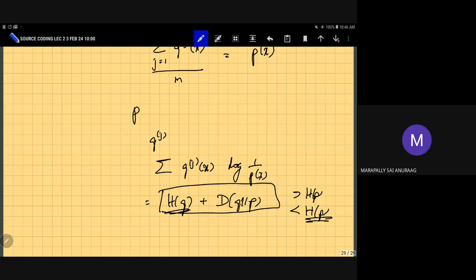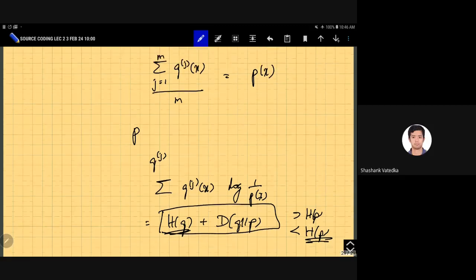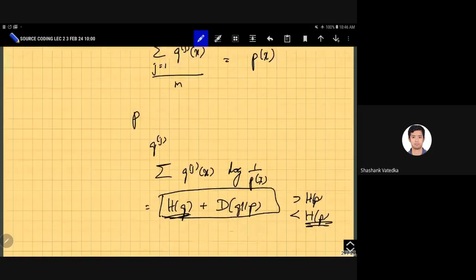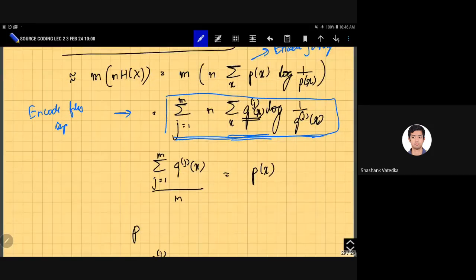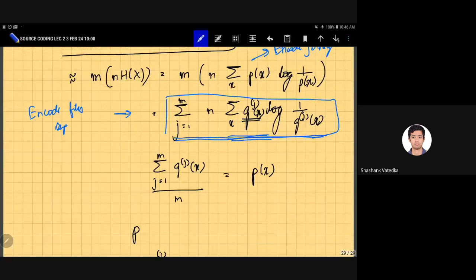But on the other hand, if instead of p, I designed it according to q, then on average I will do worse than h of p. It's always h of p plus dpq.